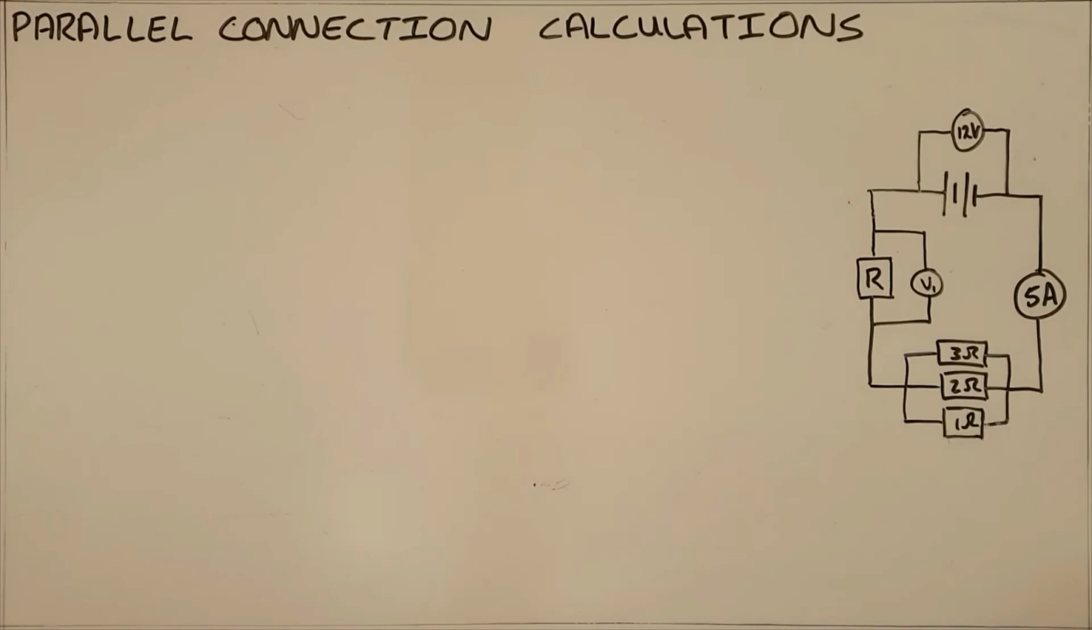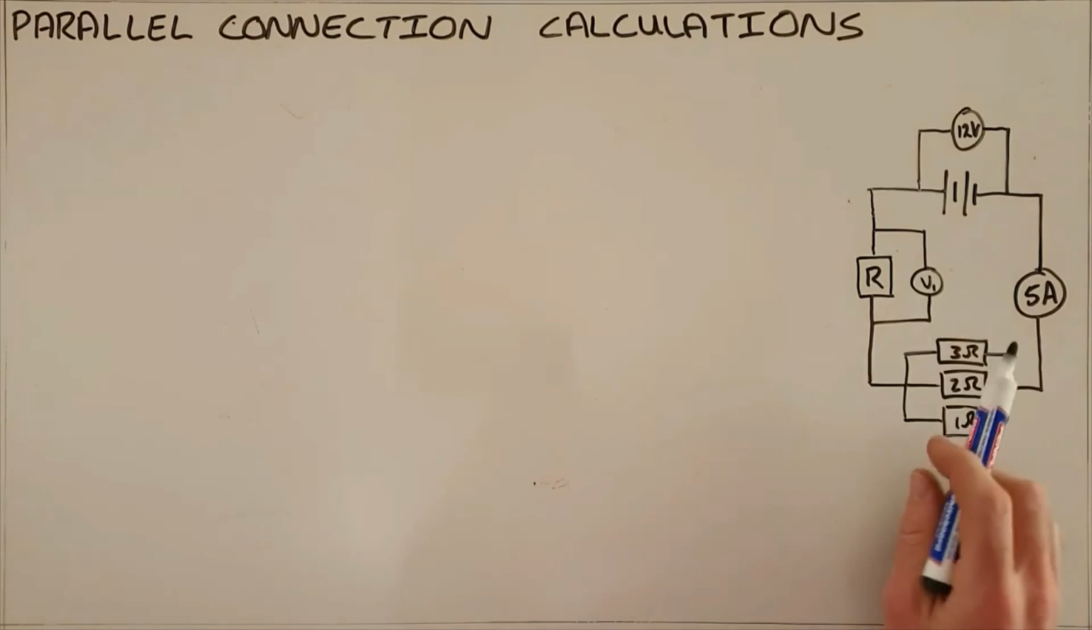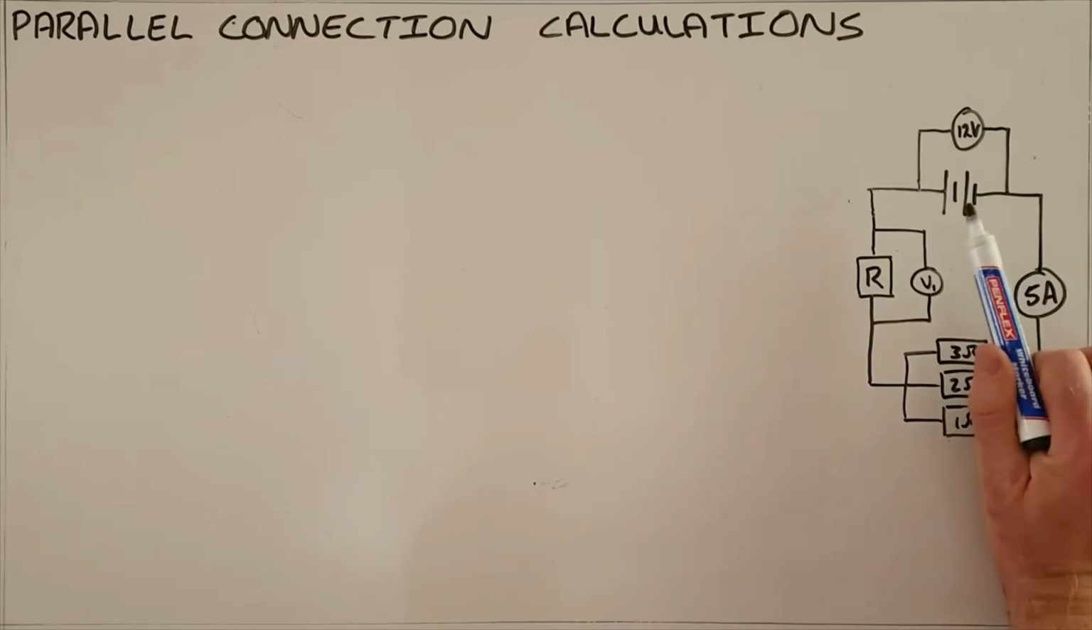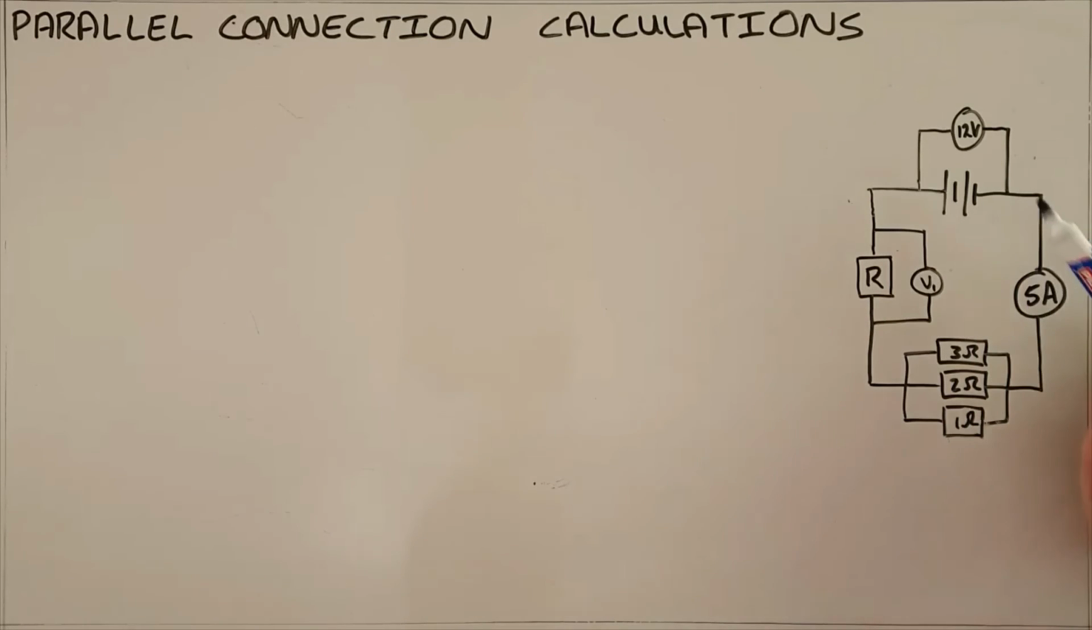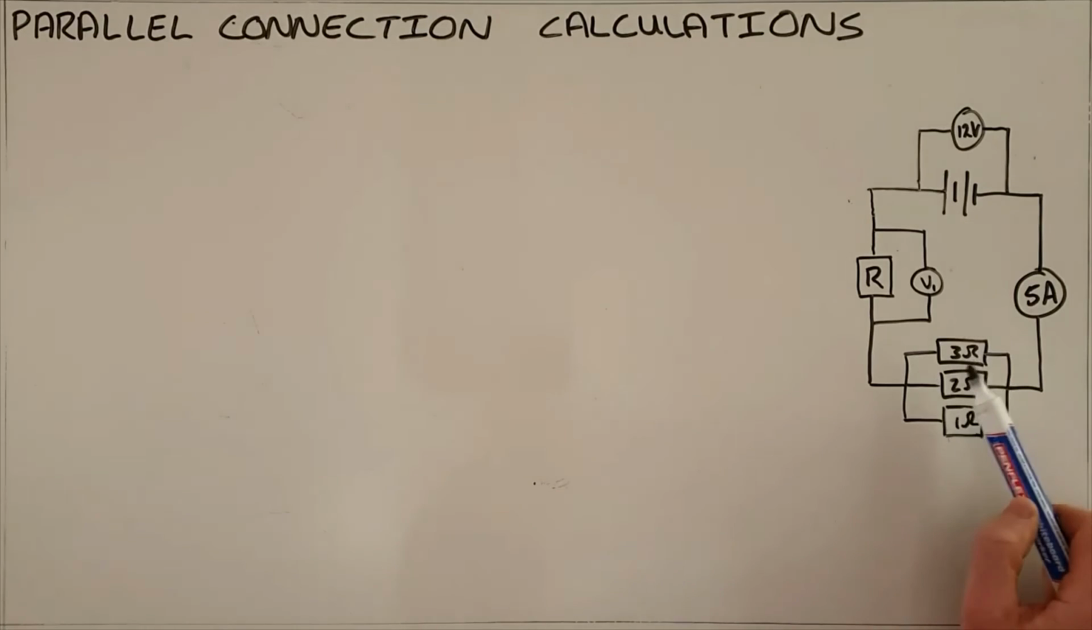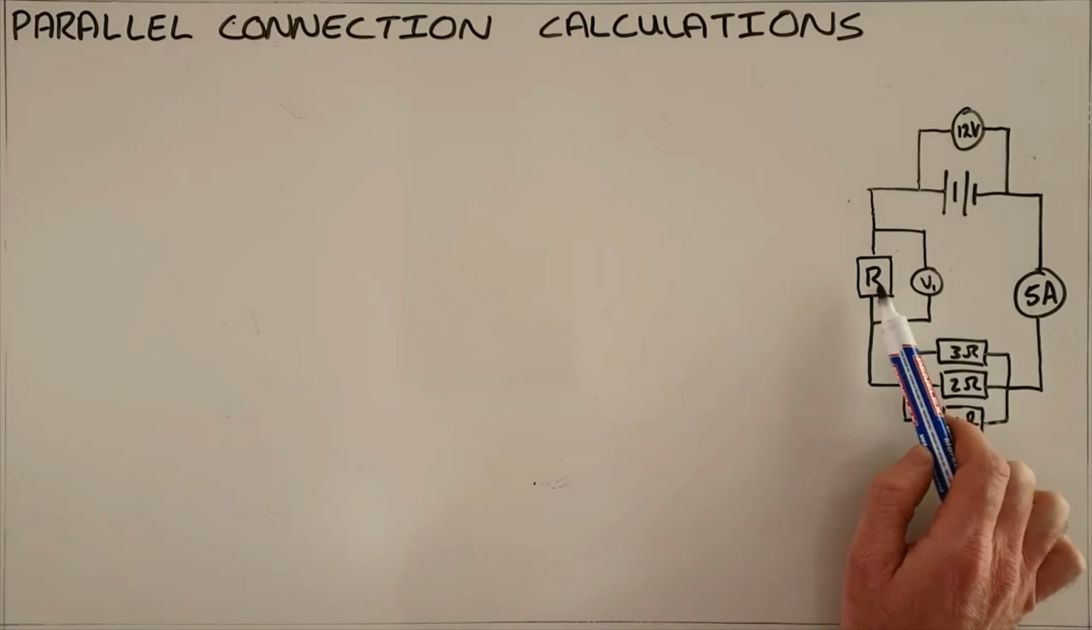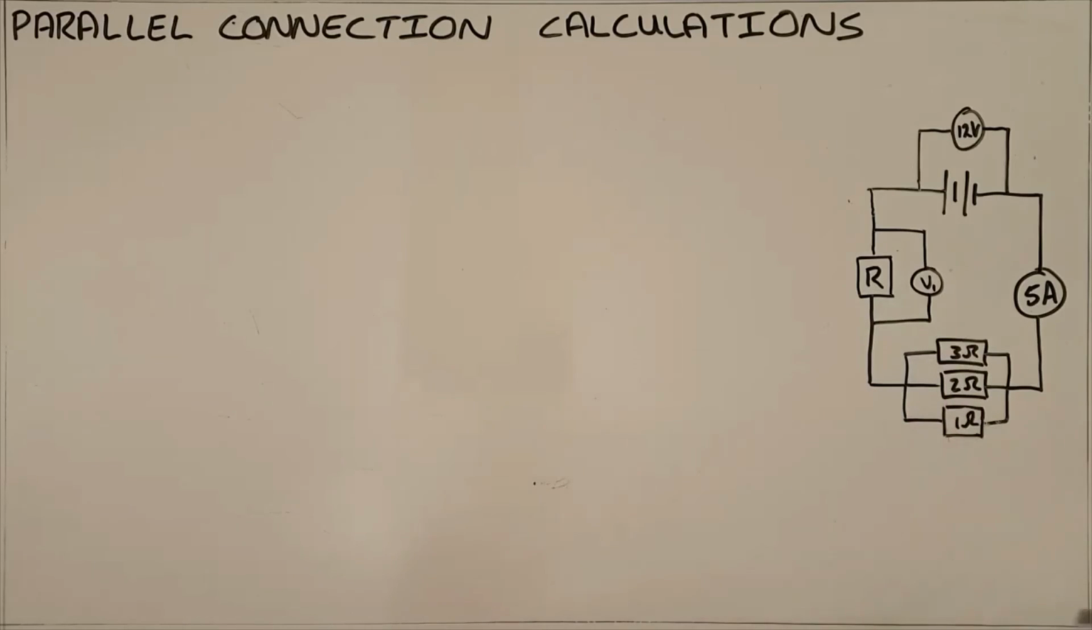Once you understand the rules for parallel connection, it's possible to do calculations. So here we've been given a circuit. There's a 12-volt battery, a current of 5 amps being measured in that circuit, and then 3 resistors in parallel with each other, and 1 resistor of unknown resistance with a voltmeter connected over it.